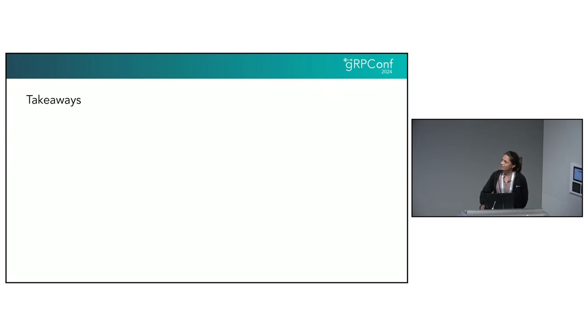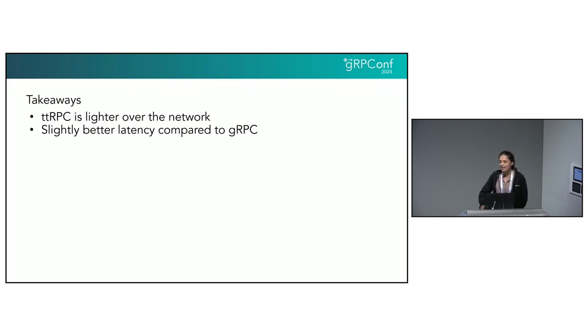What are the takeaways? TtRPC is lighter over the network. It is a slimmer protocol, and it has slightly better latency as compared to gRPC. But it is not as memory efficient as one might expect it to be. And so TtRPC in its concept is very good, but looking at the results, we think that the implementation could be improved.